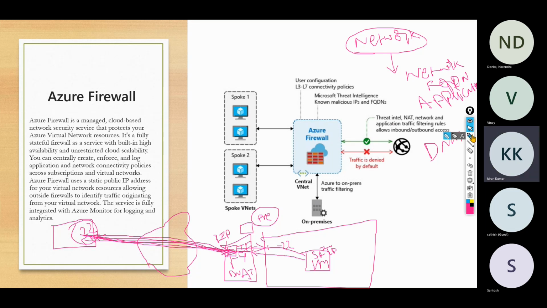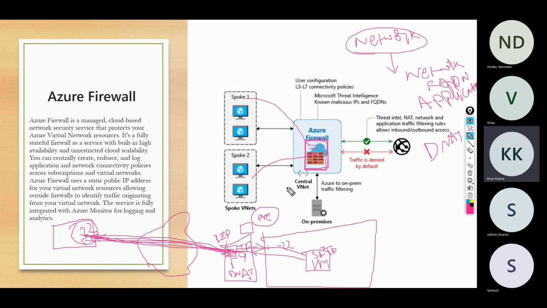And one more point: by default, when a firewall is created and a UDR is assigned so that traffic goes to the firewall, there are no rules by default. Due to that it won't allow any traffic, guys. So what should I do? We have to create rules, network rules, application rules or DNAT rules, depending on the requirement, so that the traffic will flow. Even spoke 1 to spoke 2 won't communicate.